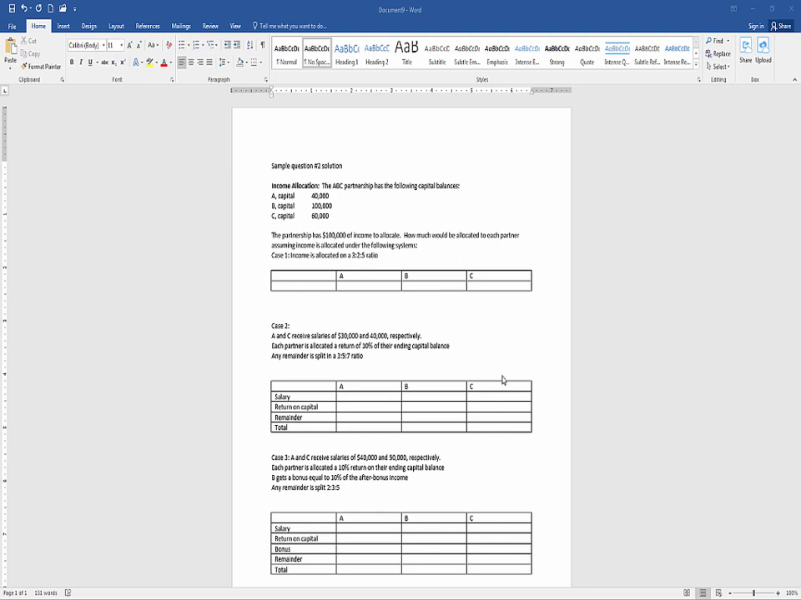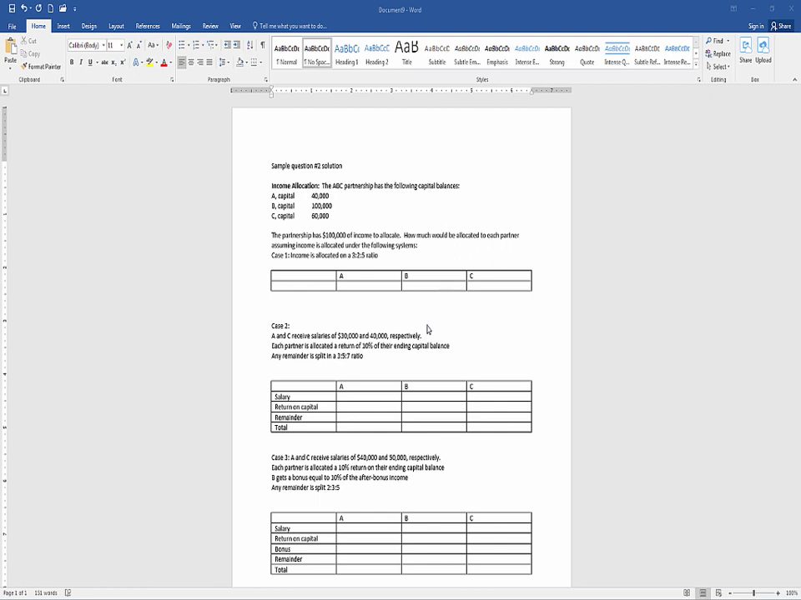Okay, let's go ahead and go through the solution to the second sample question from Module 13. This is the income allocation question. The ABC partnership has the following capital balances for A, B, and C: $40,000, $100,000, and $60,000 respectively. The partnership has $100,000 of income to allocate. How much would be allocated to each partner under the following scenarios?